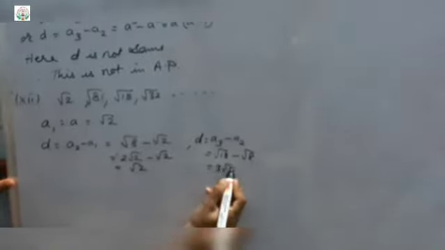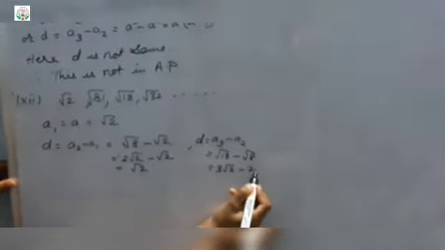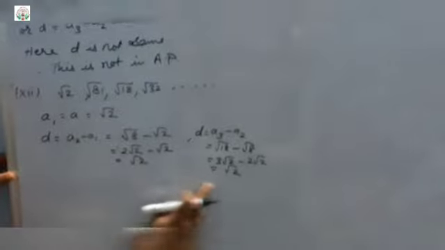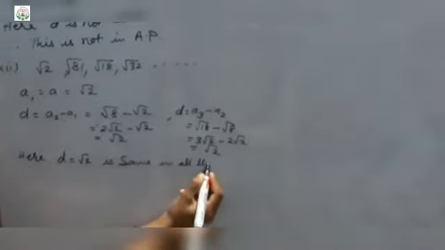You know that it is 9 into 2. 18 is 9 into 2. So 9 is a perfect square of 3. So it will come as 3 root 2 minus 2 root 2. So on subtraction, what will you get? Only root 2. So you can see d is same. So you can write here d equals root 2 is same in all the cases.